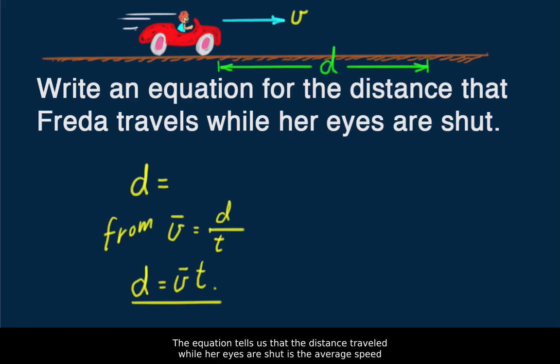The equation tells us that the distance traveled while her eyes are shut is the average speed of the car multiplied by the time during which her eyes are shut. Let's put some numbers in here.